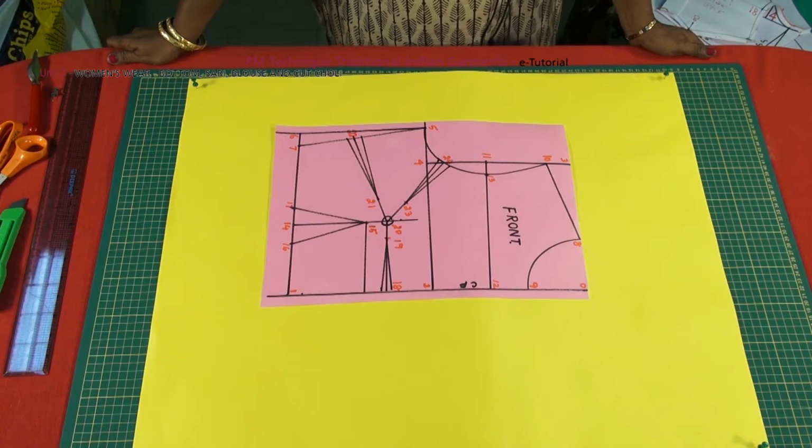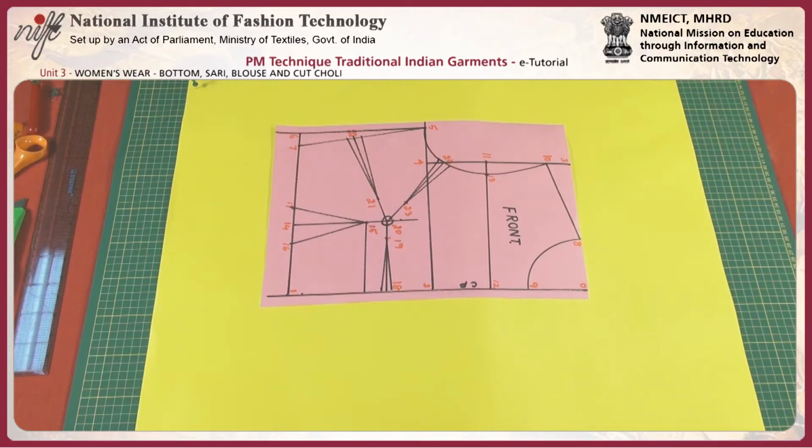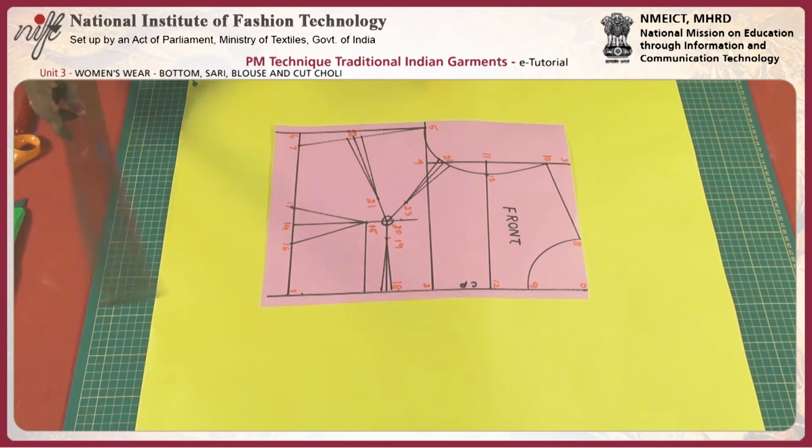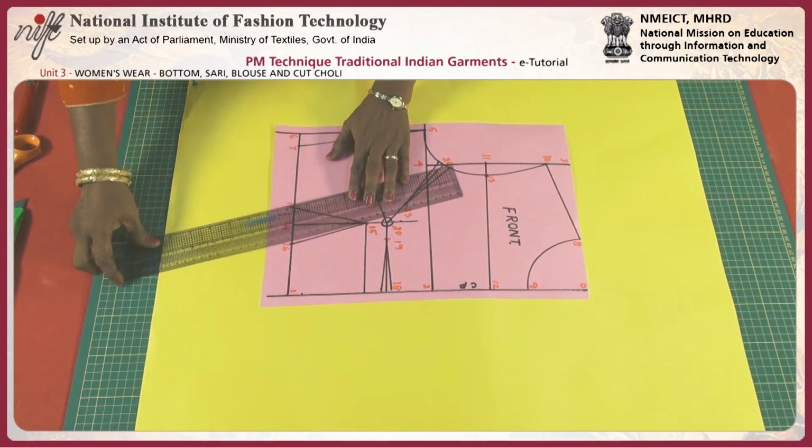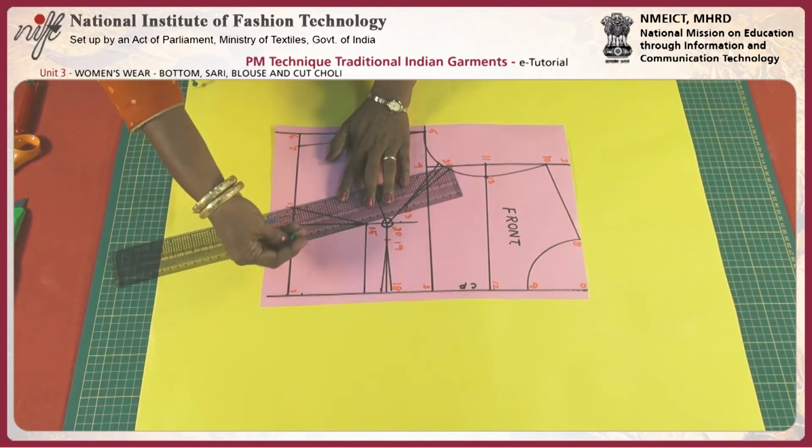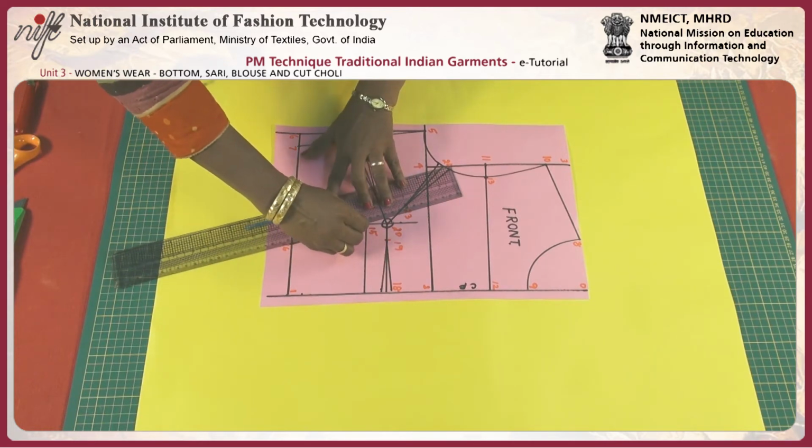After finishing the front draft of the sari blouse, we need to true the darts. Then only the seam line will be corrected and the bust cup room will be proper. Now we are going to true the line. See, the dart leg towards the center front should be creased.